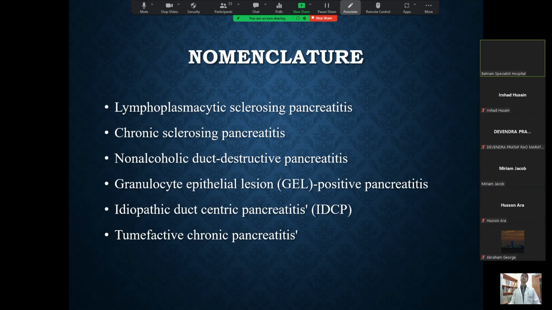There are different terms which are used for the same entity, like lymphoplasmacytic sclerosing pancreatitis, chronic sclerosing pancreatitis, non-alcoholic duct destructive pancreatitis, granulocyte epithelial lesion positive pancreatitis, idiopathic duct-centric pancreatitis, and tumefactive chronic pancreatitis. These are all different terminology which is used for the same entity.